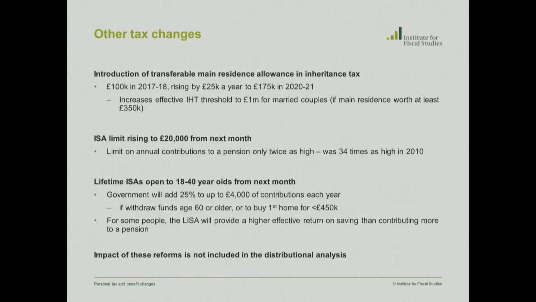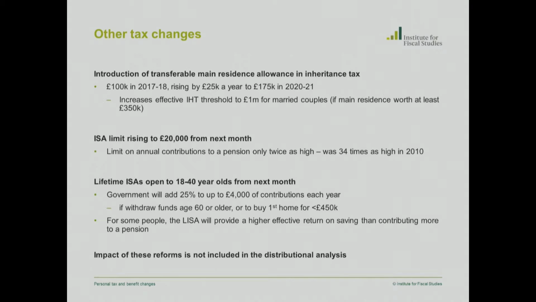The ISA limit is rising to £20,000 next month, and also lifetime ISAs will be open to 18 to 40-year-olds from next month. The big picture here is that these are part of a set of changes over recent years that have made tax treatment of non-pension saving, particularly in ISAs, more generous, at the same time as the tax treatment of pension saving has been becoming less generous.